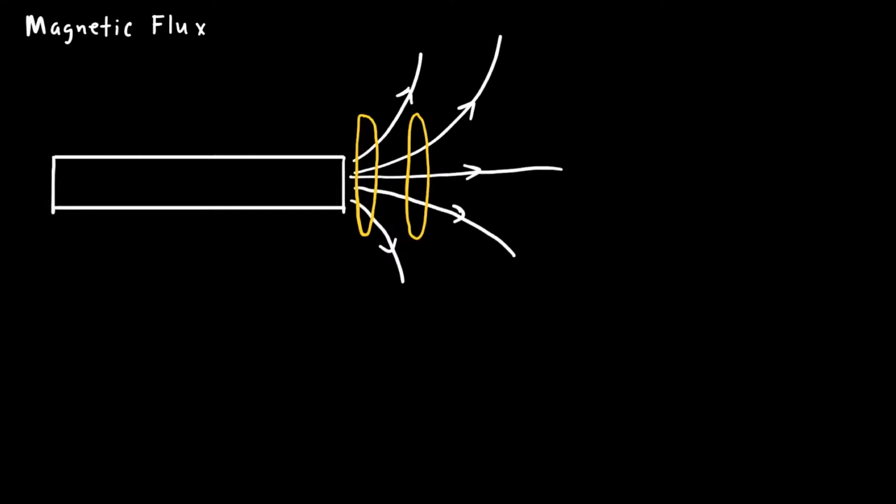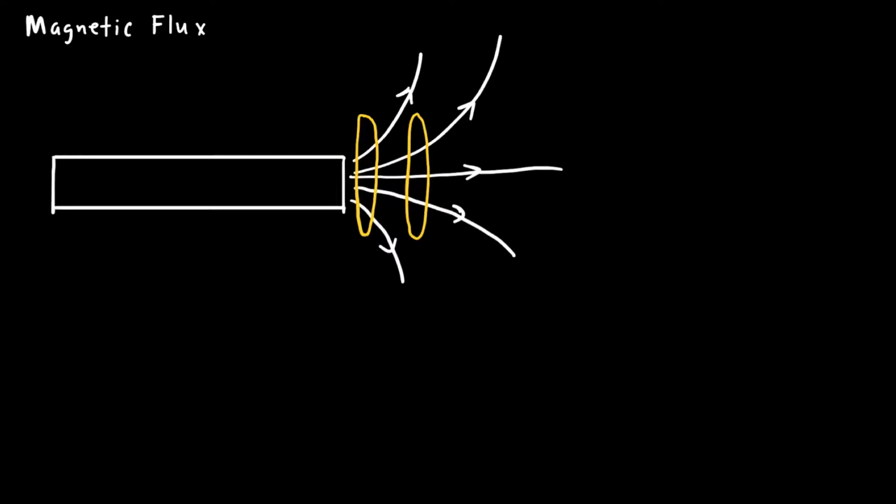Now, magnetic field lines are not things that exist, right? They're things that we draw. But the relative distance between magnetic field lines tells me how strong the magnetic field is. And so when I'm closer to the end of the magnet, there are more lines that go through that loop. And when I'm further away from the end of the magnet, the pole of the magnet, there are fewer lines that go through that loop.